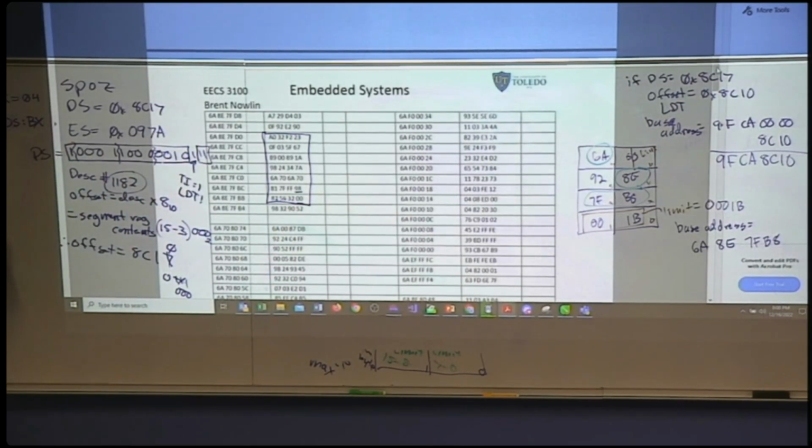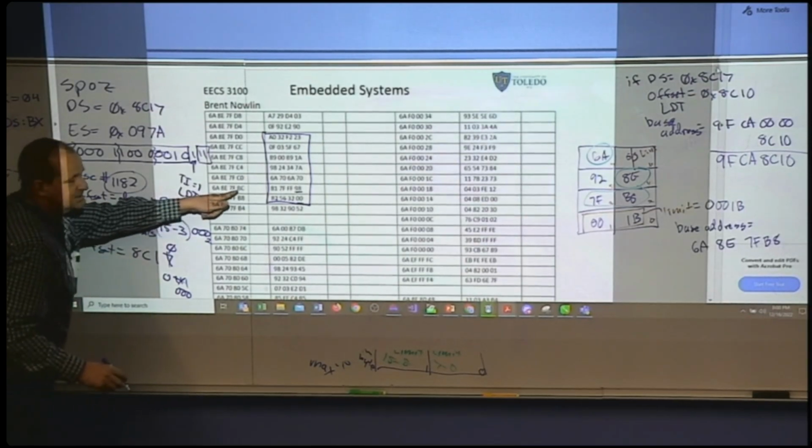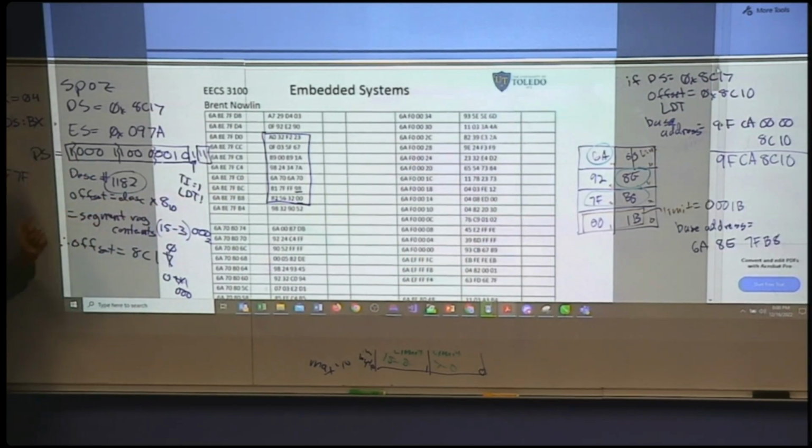So the address that we're going to pick on is what? 0x6a, yes, no? 8e, yes, no? Keep on going. I get BC. Yeah, because it's offset 4. Okay?